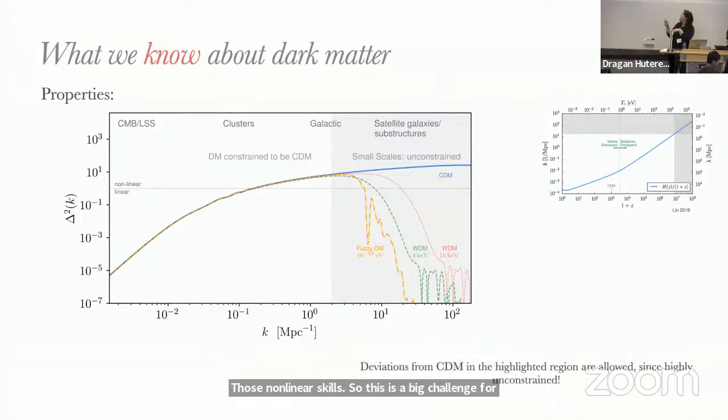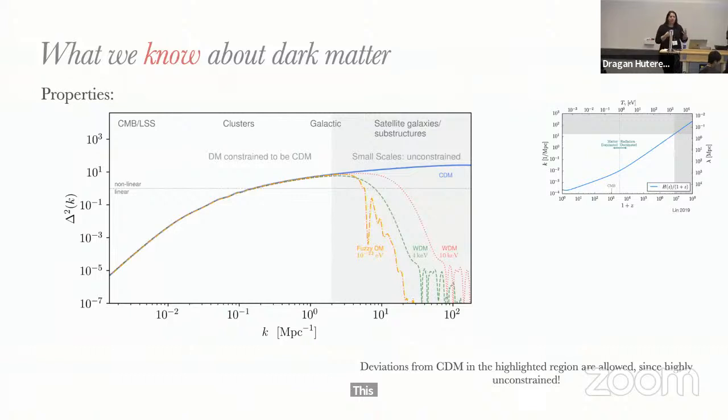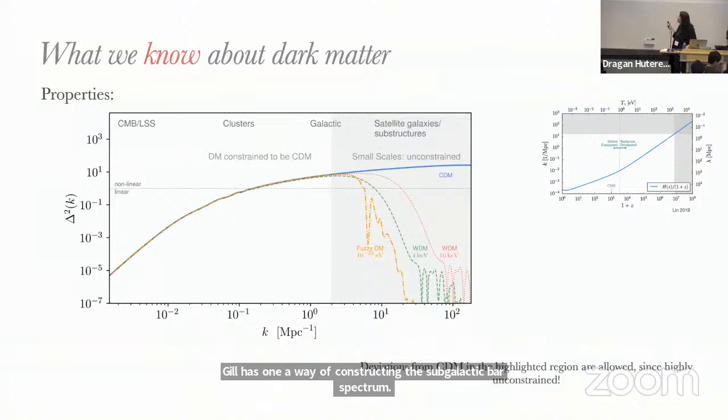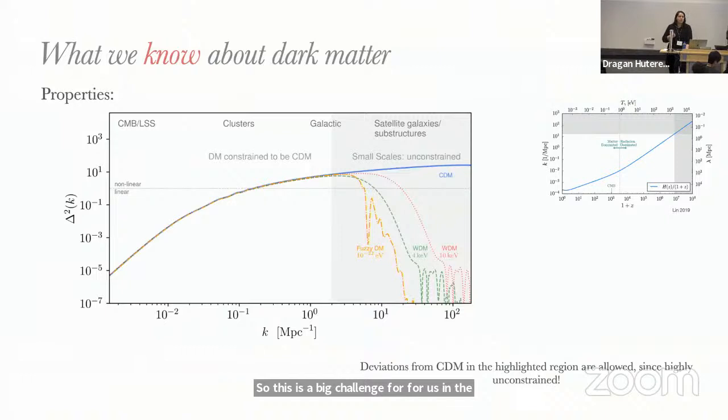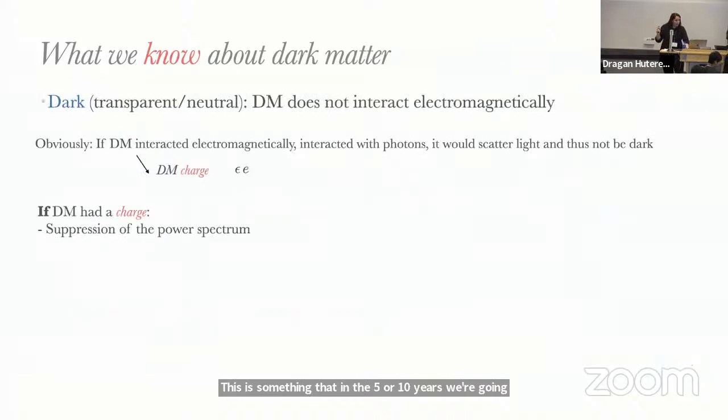It's not only that we still don't have observations at those small scales, but it's also that we need to learn how to construct this nonlinear power spectrum. And many people are advancing a lot. Even Gil has a way of constructing the subgalactic power spectrum. So this is a big challenge for us in the next few years, but it's a challenge that we're going to meet. In 5 or 10 years, we're going to have enough data to start playing with this quite well.